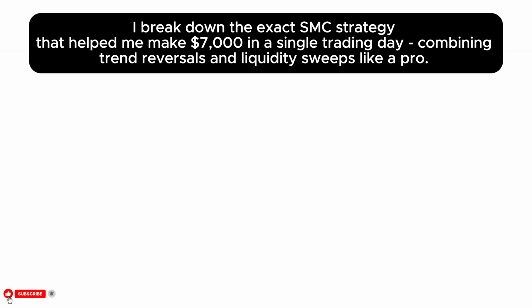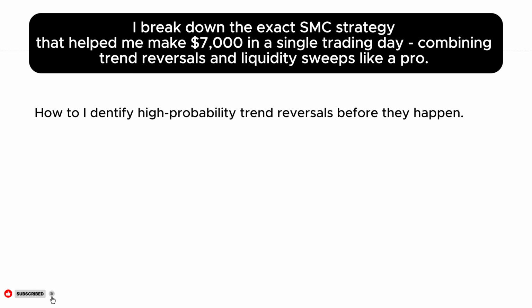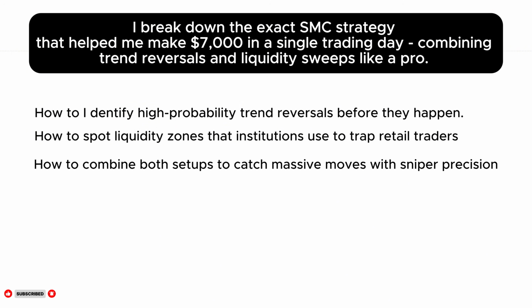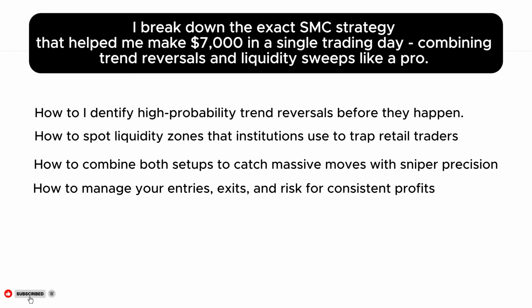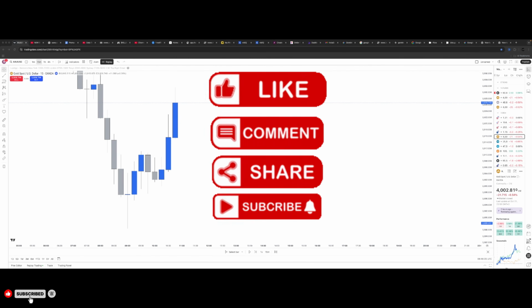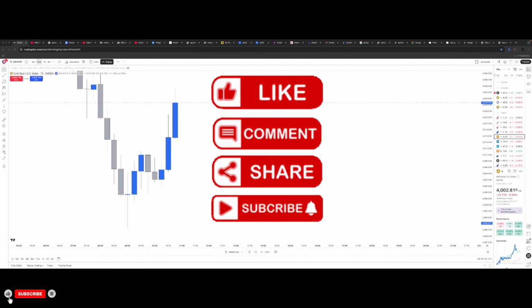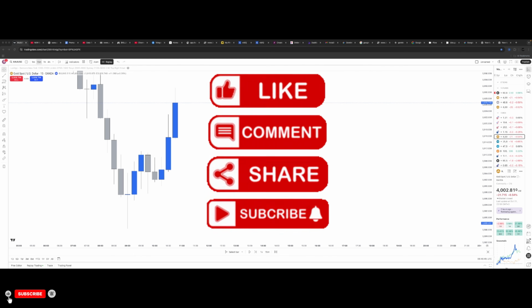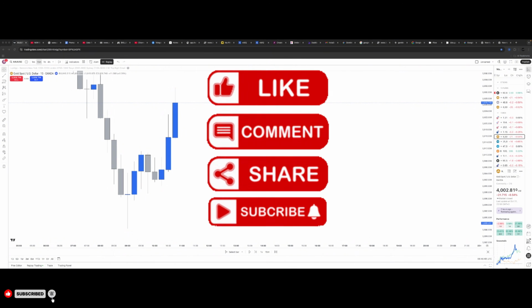And in this video, you will learn how to identify high probability trend reversals before they happen, how to spot liquidity zones that institutions use to trap retail traders, how to combine both setups to catch massive moves with sniper precision, and how to manage your entries, exits, and risk for consistent profits. And also, I'll share the screenshots of this trade that I took and how I made 7,000 US dollars in just one day. Watch till the end. I'll reveal key details that most traders miss.